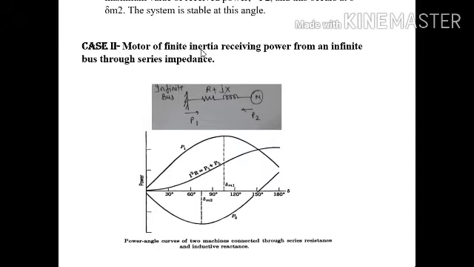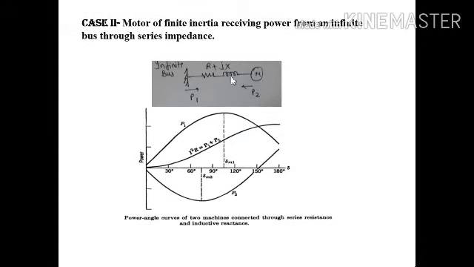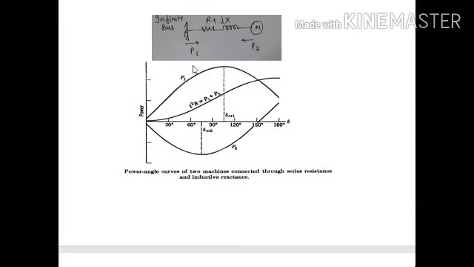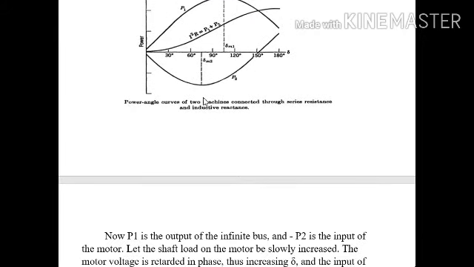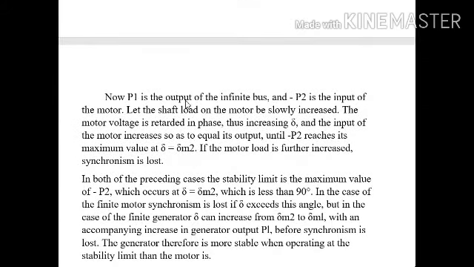Second case: a motor of finite inertia receiving power from an infinite bus through series impedance. As shown in this diagram, the motor of finite inertia receives power from the infinite bus through positive series resistance. The nature of the power angle curves is as shown here. Now, in this case, P1 is the output of the infinite bus, right? And minus P2 is the input of the motor, correct?